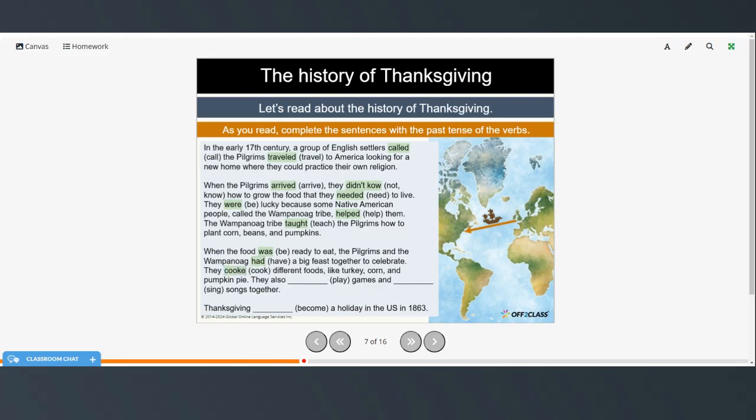They cooked different foods like turkey, corn, and pumpkin pie. They also played games and sang songs together. Thanksgiving became a holiday in the U.S. in 1863.